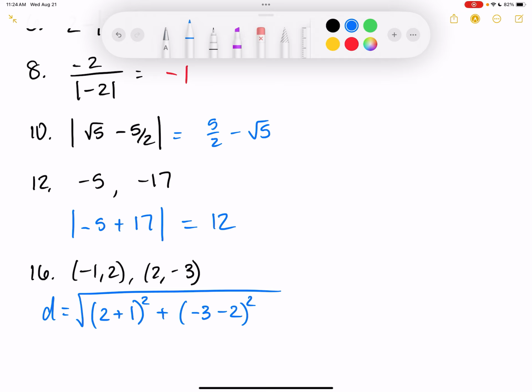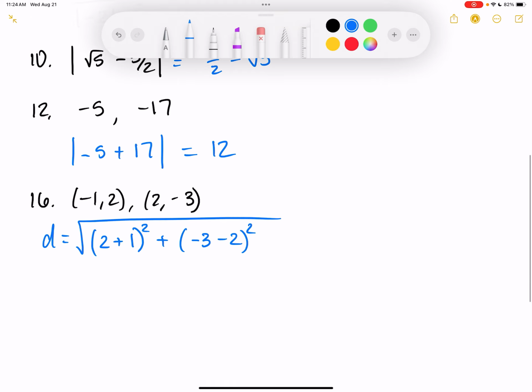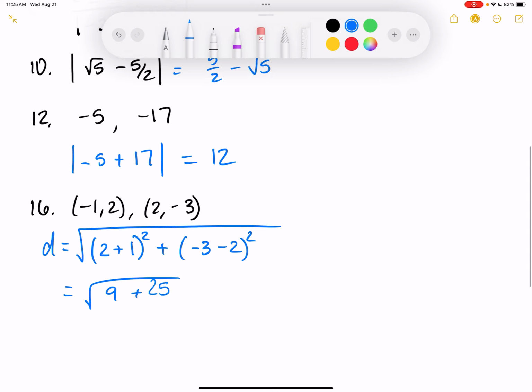As long as you have both x pieces and both y pieces and you do them in the same order, it doesn't really matter which one's first. It's hard when there's an x that's the same as a y value, so I was trying to make sure I was doing it right. So that gives us the square root of 3 squared, which is 9, plus 5 squared, which is 25. So that's the square root of 34, and you can just leave it like that.